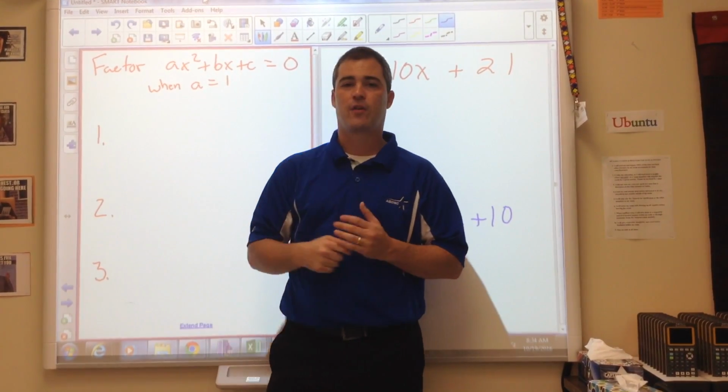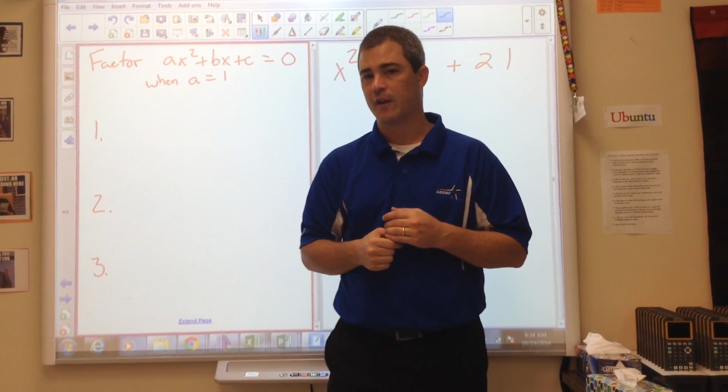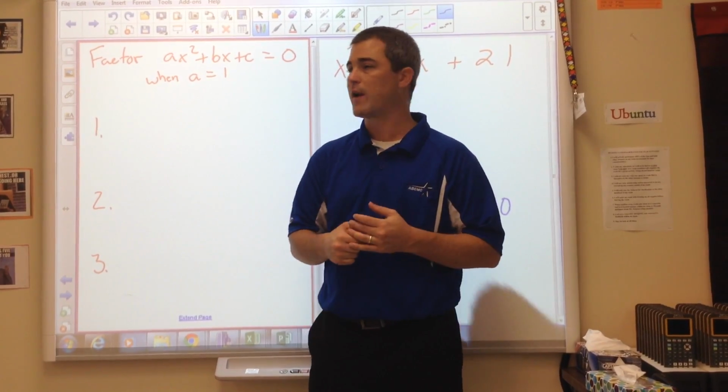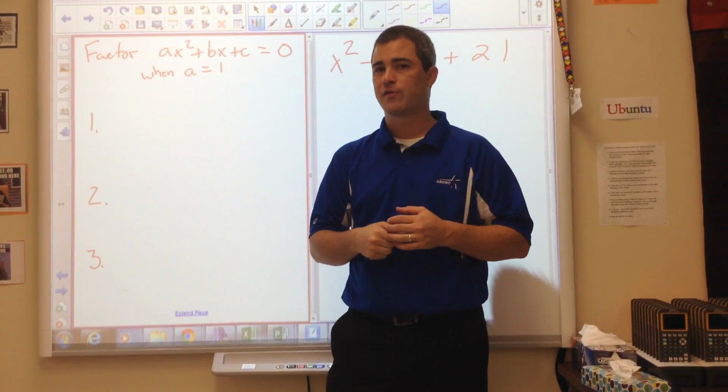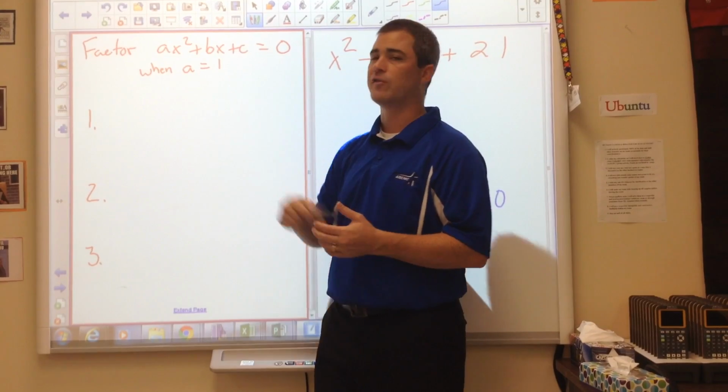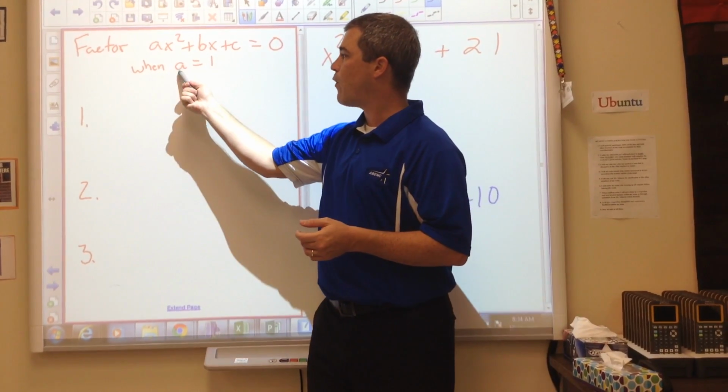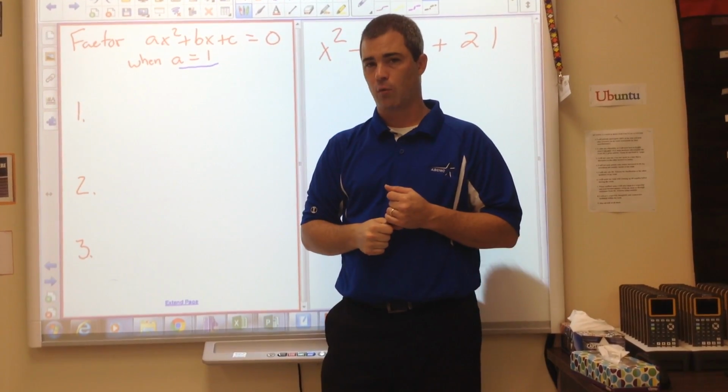Hey, so today we're going to factor ax squared plus bx plus c. Now that's a general form for a quadratic. A and b are the coefficients to my x squared and x term, and c is just our constant. We're going to focus on when our a value is equal to 1.